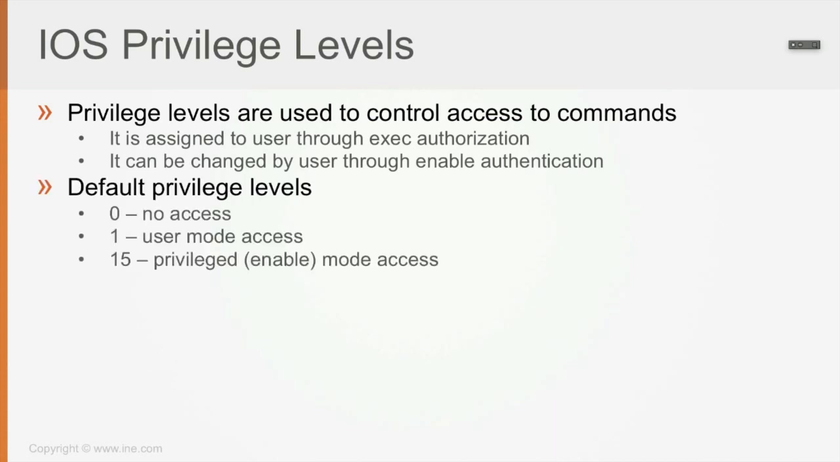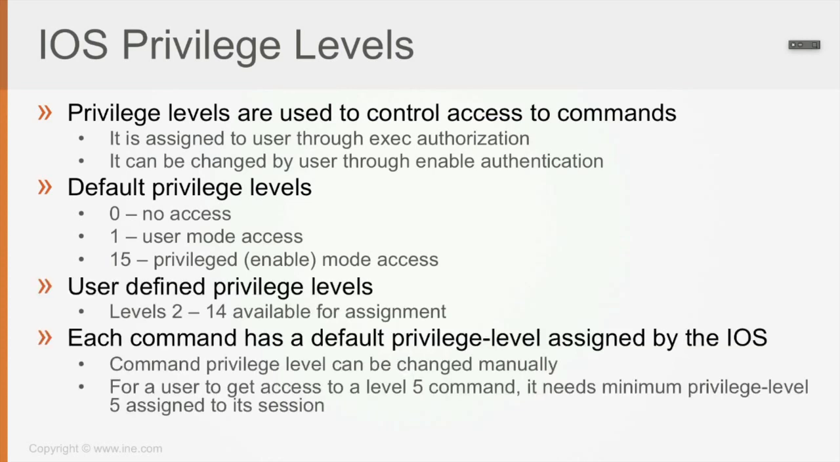Different privilege levels on the routers. The router has 3 privilege levels by default. All commands on a router or on a switch are going to be accessible to one of those 3 privilege levels. Privilege level 0 means no access at all, which means there are pretty much no commands assigned by default to privilege level 0. But then we have 2 other privilege levels: privilege level 1, which is known as user mode, and privilege level 15, which is known as enable or privileged mode access.